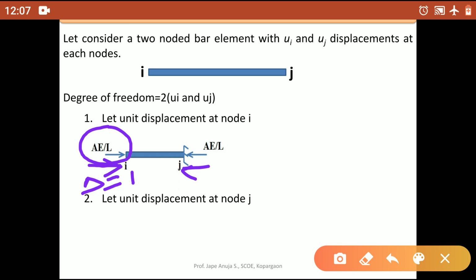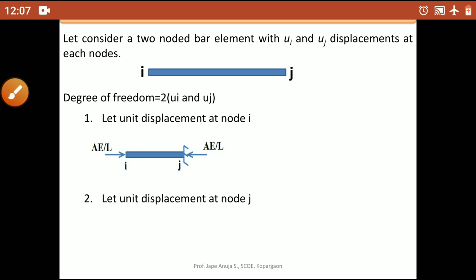So at node I, the force is also called the stiffness, which is generated because of unit displacement. This AE upon L is the stiffness at node I in positive direction, and the stiffness at node J is minus AE upon L.